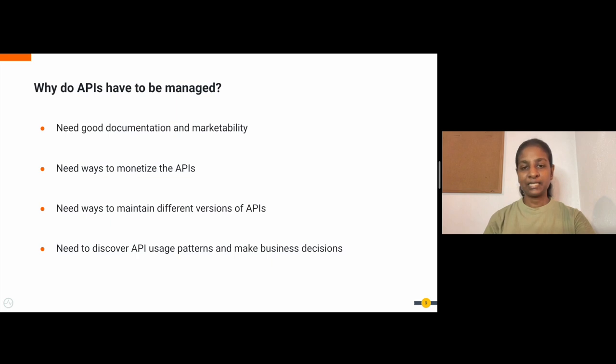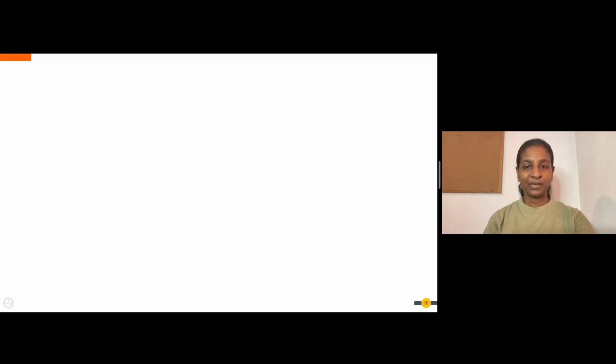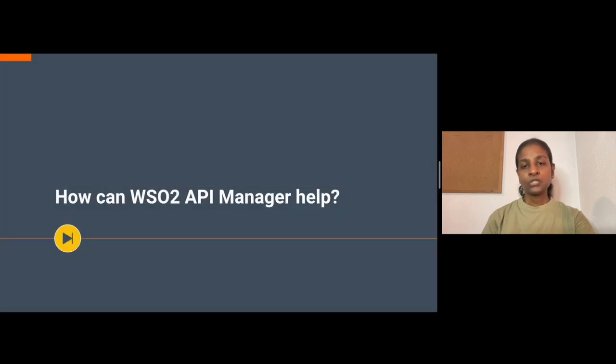So now you can see that APIs cannot stand on their own if you need them to perform well. You need systems to manage APIs. This is where WSO2 API Manager comes into the picture. So how can WSO2 API Manager help?